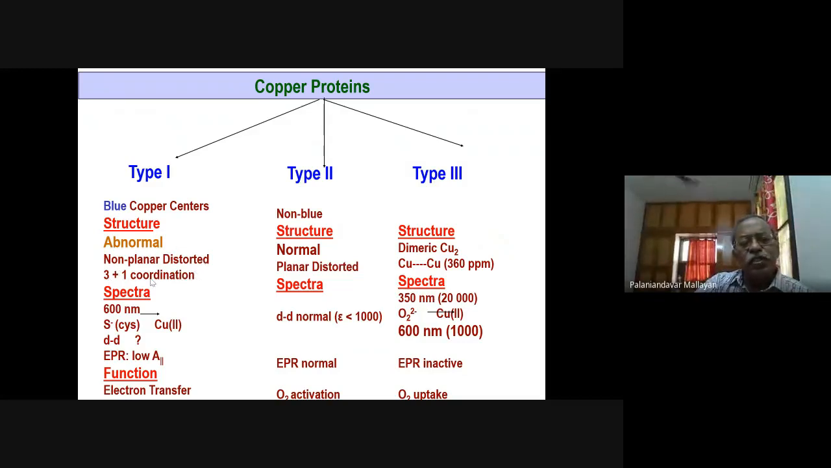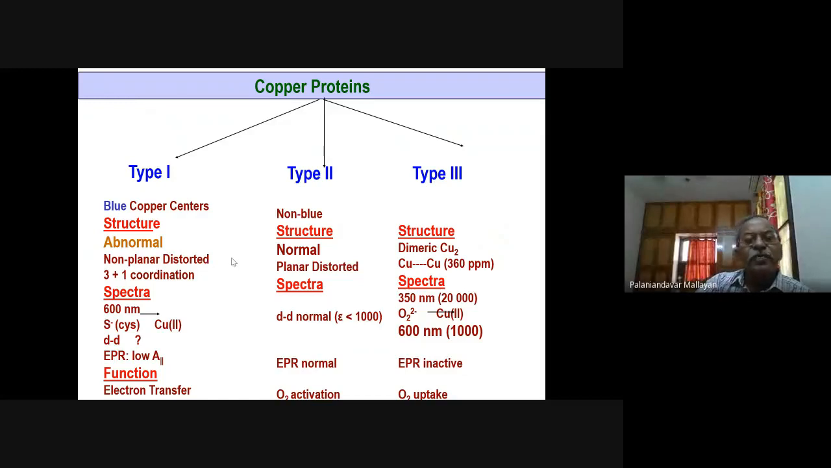When the structures are abnormal, the spectral properties will also be abnormal. So we have blue color corresponding to a charge transfer transition. We have d-d transitions, but at very low energies, because the geometry is almost tetrahedral or low coordinated. They will be observed around 6,000 wavenumbers per centimeter, whereas square planar compounds will have their d-d, ligand field transition around 600 nanometers or 20,000 wavenumbers per centimeter. These proteins have a very characteristic signature, that is, they have very low A parallel value.